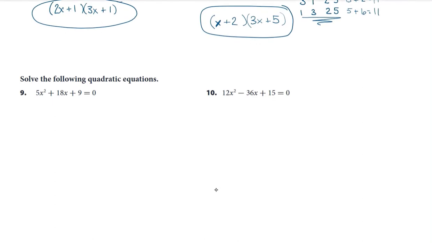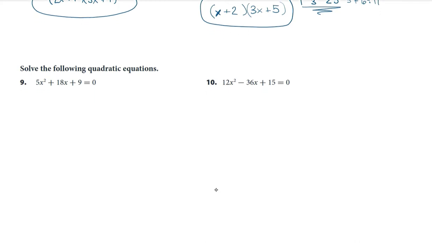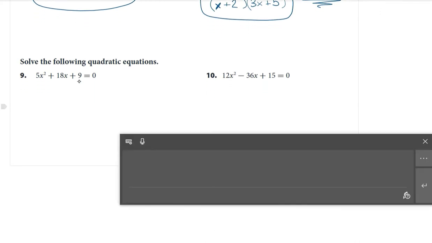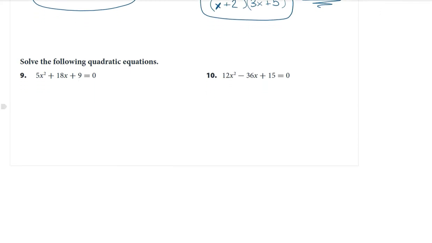Now, when you're solving, and I'm only going to do one of these just so the video isn't super long, we are going to do the exact same steps that we did above, but we're going to set our final answers equal to 0 and solve. So for number 9, looking at 5, 18, and 9, there's not anything that goes into each one of them evenly. So I'm going to make my table.